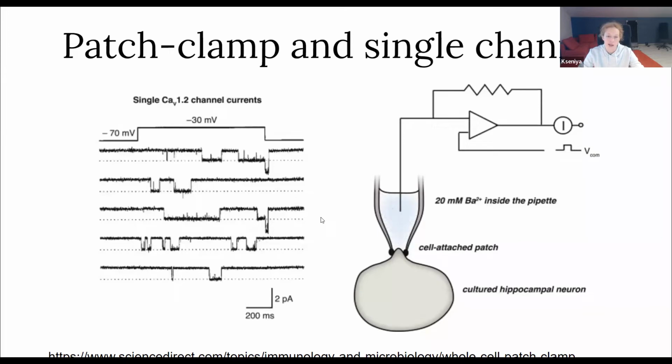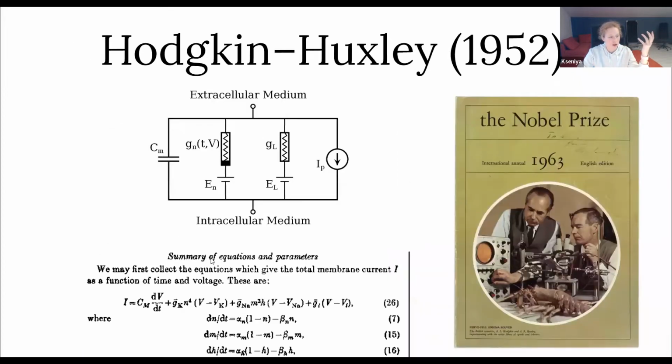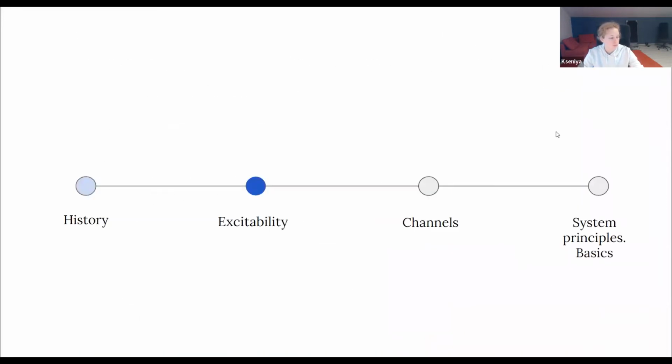By 1976, we also already knew that there are different channels for different ions, and we know some equations for how the signal is transmitted through the axons. So this is all the historical information I wanted to tell you. And now let's talk about some principles.